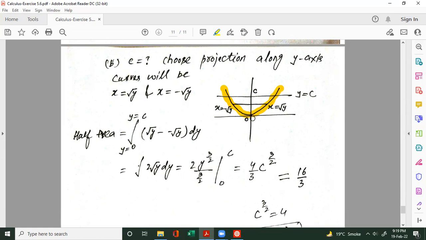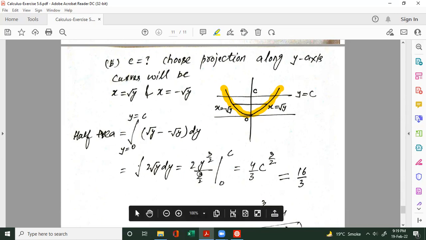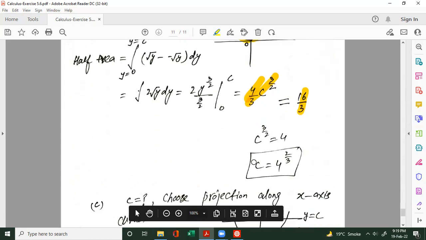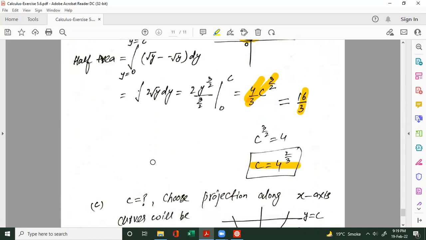The limits of y are from 0 to c. We get 2 under root y, and as I do the integration, I apply the limits here. Actually, that is the half area, and that half area is equal to 16 by 3. From here, I can get the value of c. So my value of c is 4 raised to power 2 by 3.